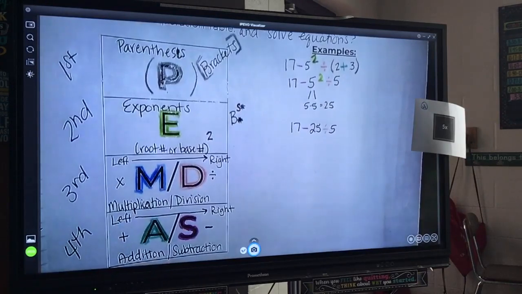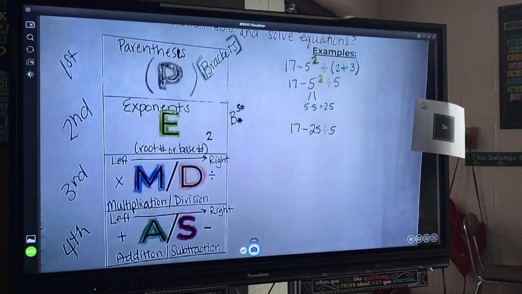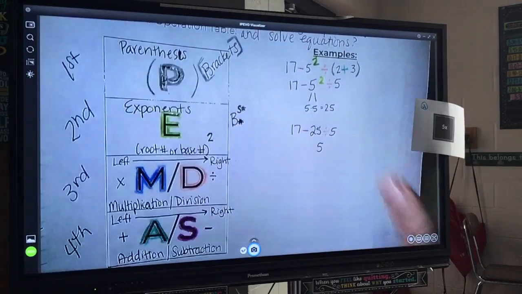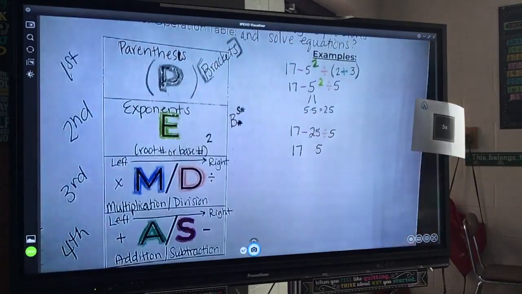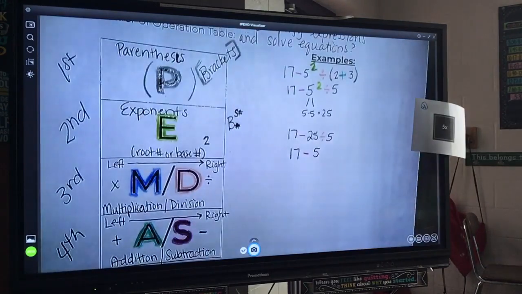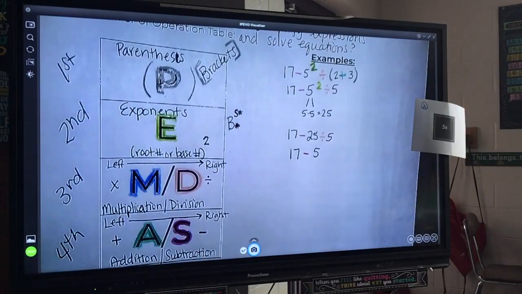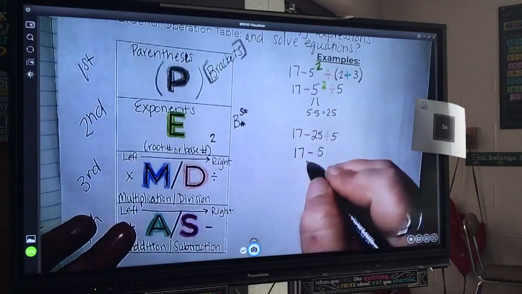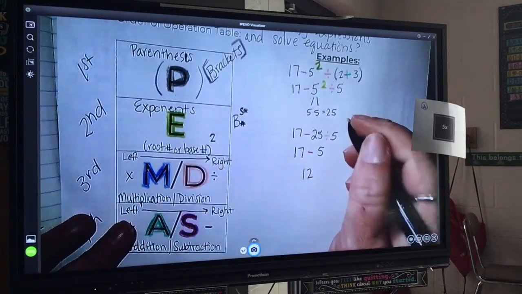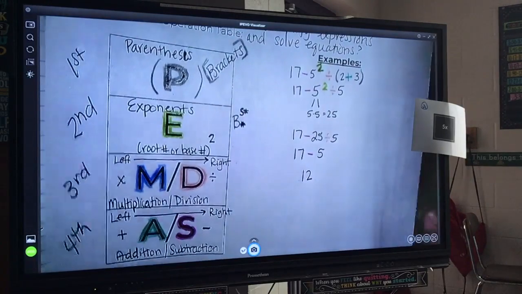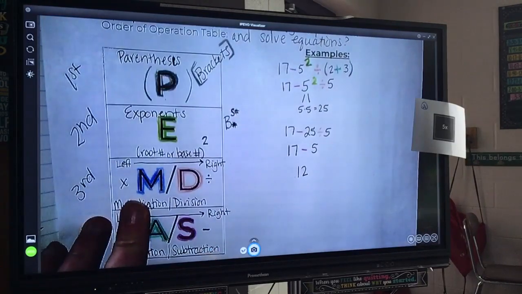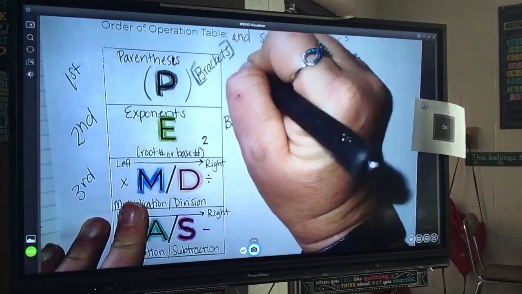Alright, what do we look for next? Michaela, what do you see? Alright, so we're going to do 25 divided by 5, which gives me what? And then the last thing we're looking for is addition or subtraction, which we have subtraction, which is 17 minus 5 gives me 12.